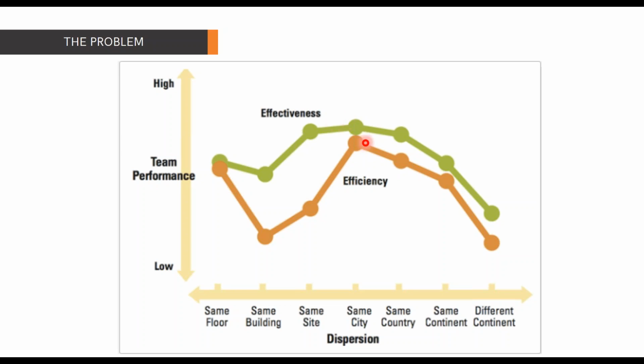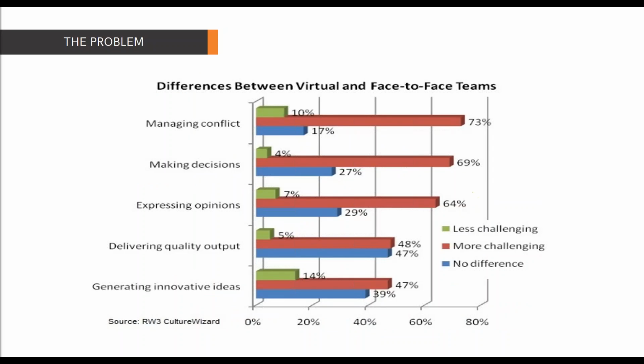Once countries and continents are brought into the picture, it is clear that our team isn't able to perform nearly as effectively. We need to create different scenarios that mimic the interactions that a team all sitting on the floor or at least meeting regularly in the same city would experience. Here, you see that the biggest difference between virtual and face-to-face teams is that managing conflict and decisions, as well as expressing opinions, gets a lot more tricky.